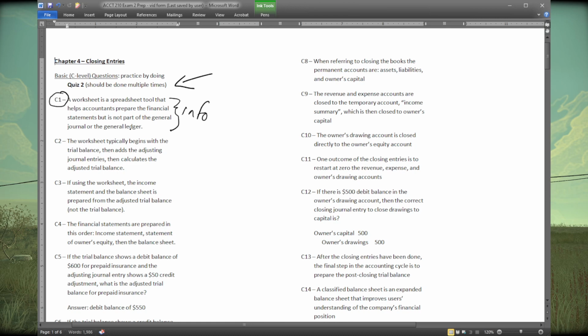So there are 3 chapters: chapter 4, 5, and 6. And there are basic level questions, or C level, intermediate or B level, and advanced or A level. So in the exam, there are going to be 14 C-level questions, all taken from the quiz. So do the quiz as many times as it takes for you to recognize and be able to answer all the C-level questions, and that will get you a passing grade right there.